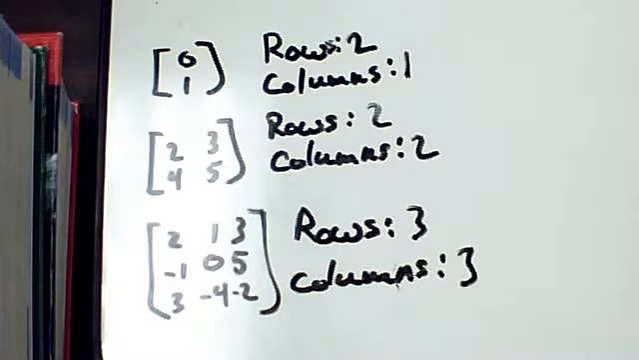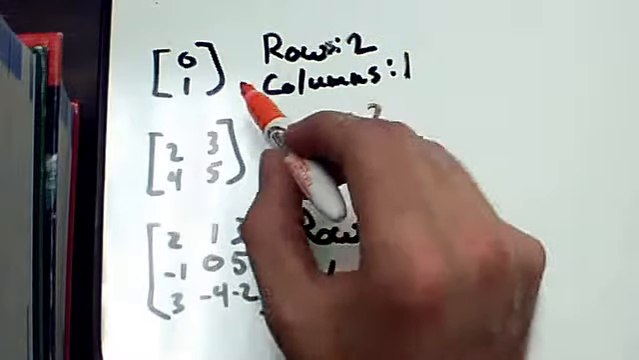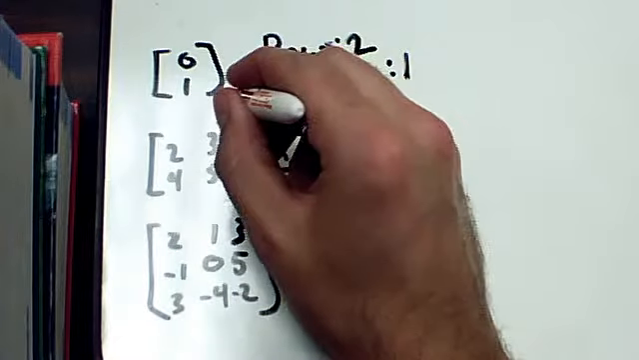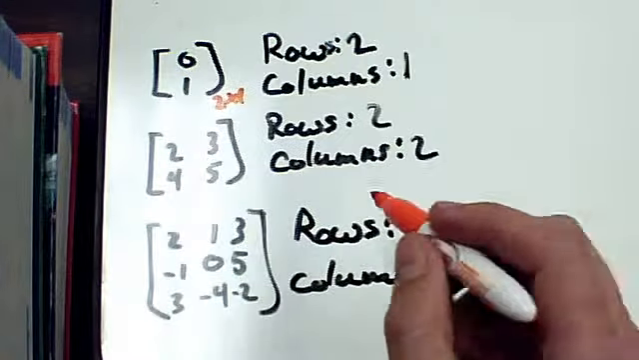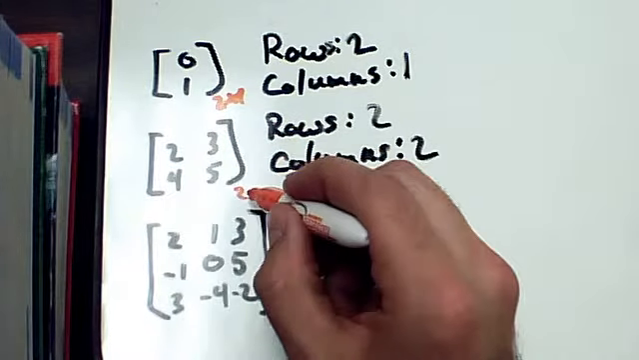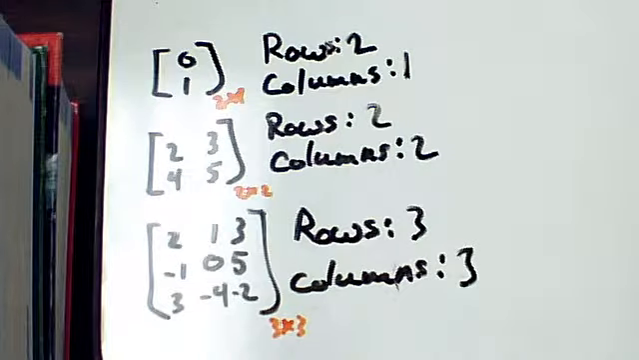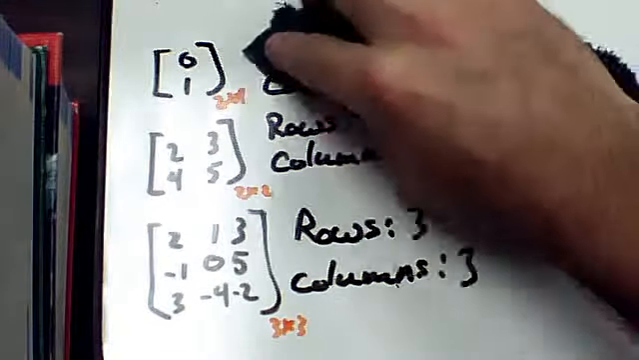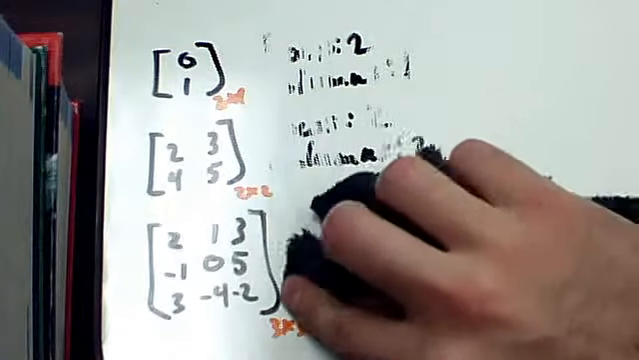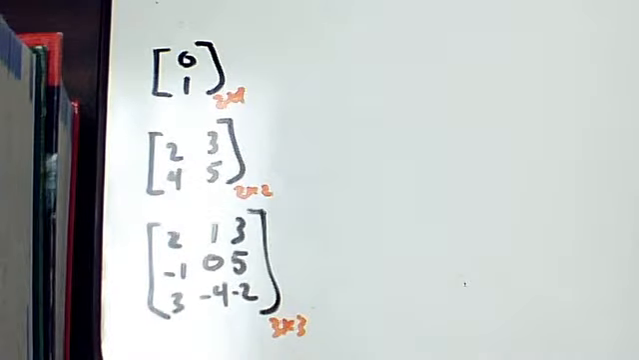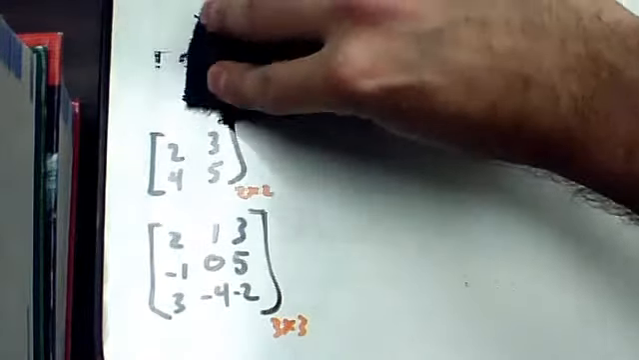Normally you would take the rows and say "by" the columns, in which case this is a 2 by 1 matrix, 2 rows by 1 column. This is a 2 by 2 matrix. This is a 3 by 3 matrix. And so it would normally read like this. Okay?